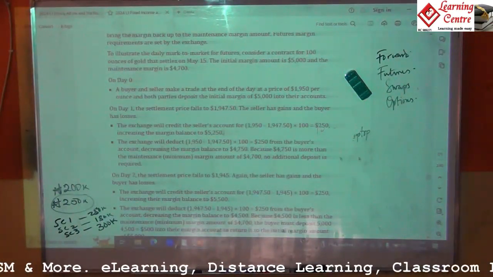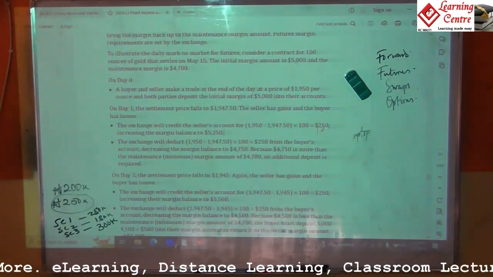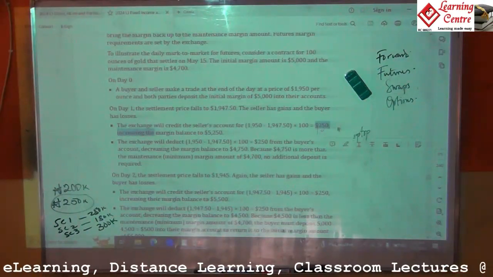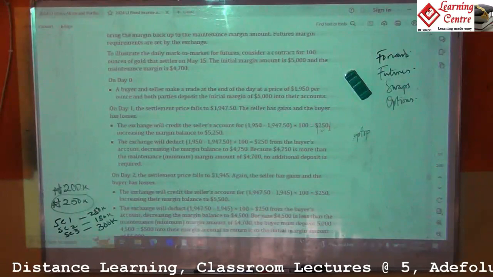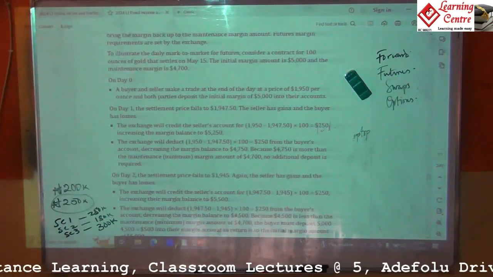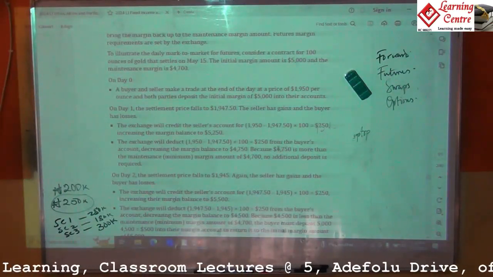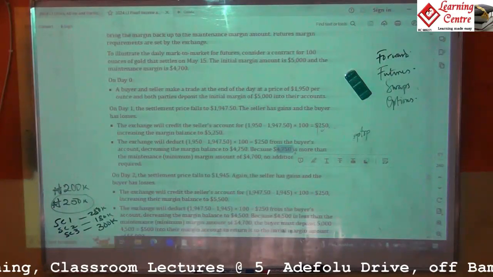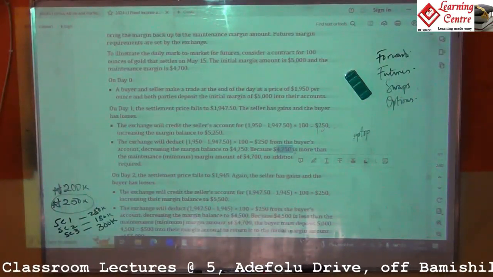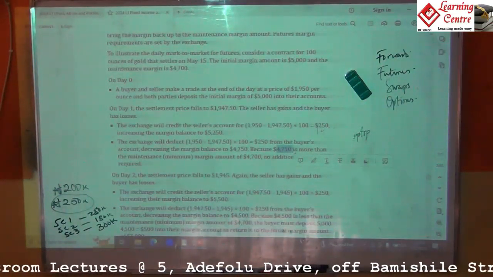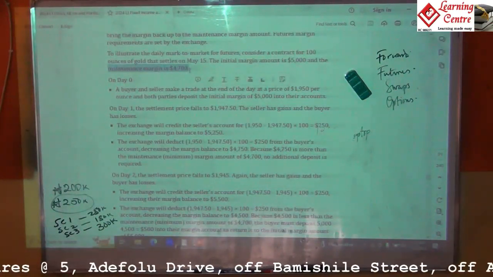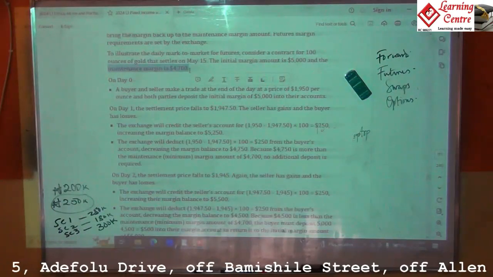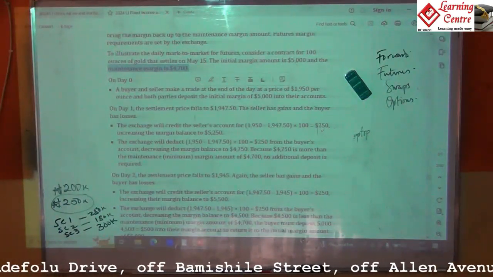So that's day one. That 250 will be added to the seller, which now becomes 5,250. That same 250 will be deducted from the buyer. 5,000 minus 250 is 4,750. Now their new balances are 5,250 and 4,750. 4,750 is still higher than the minimum account balance, which is the maintenance margin. So no problem, nobody will get any call. We call it margin call.